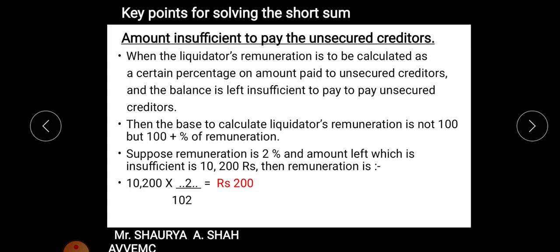If I take 100, then it will give me the amount to be paid to the unsecured creditors or any of the parties. Hope it's clear. So 102 if it is 2%, 105 if it is 5%, 107 if it is 7%, 101 if it is 1%. You have to just put it in an equation. Remember this equation very well. 3 marks. Hope it's clear.